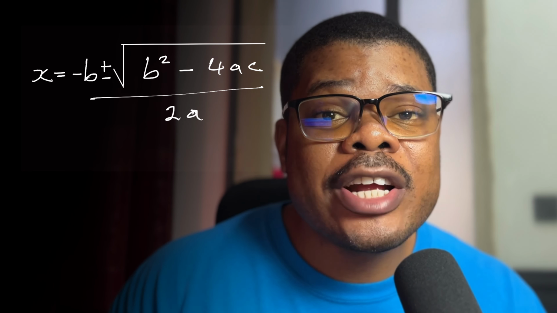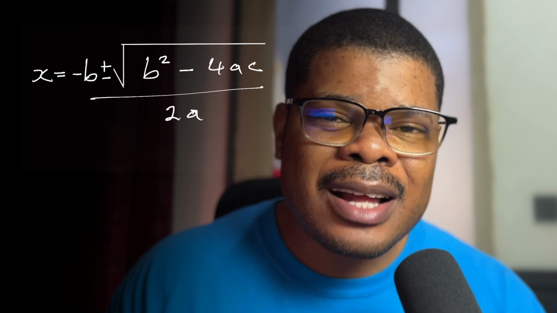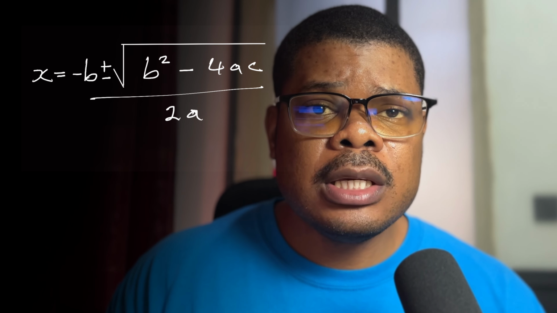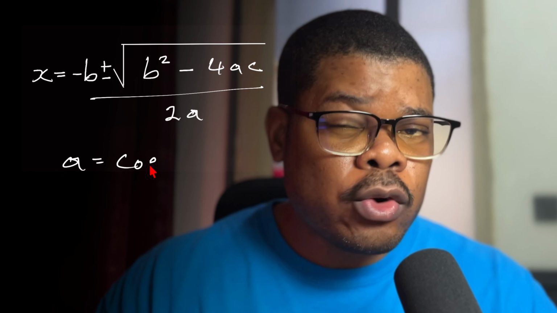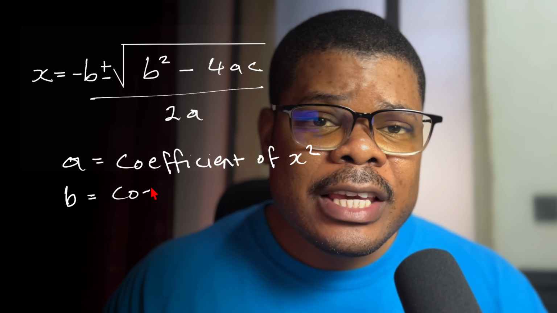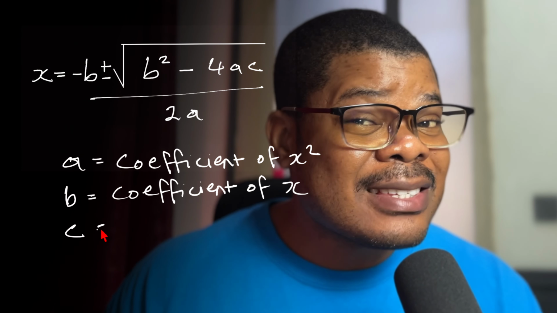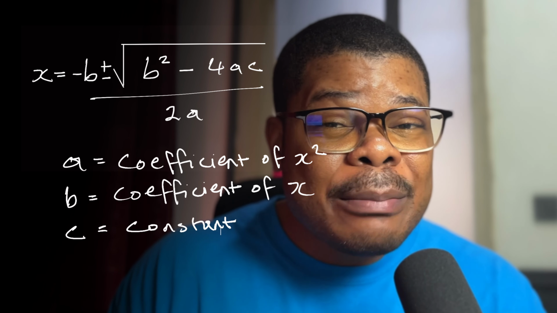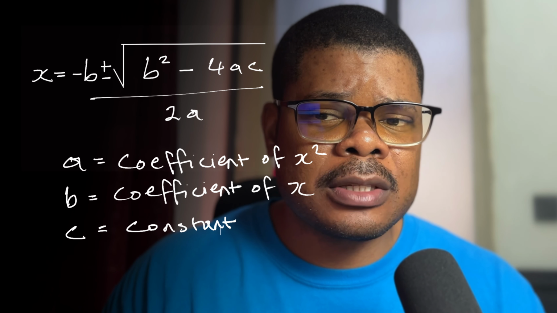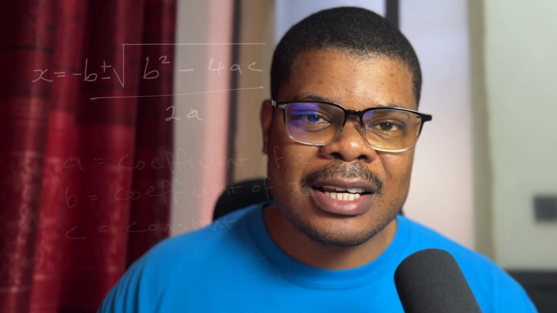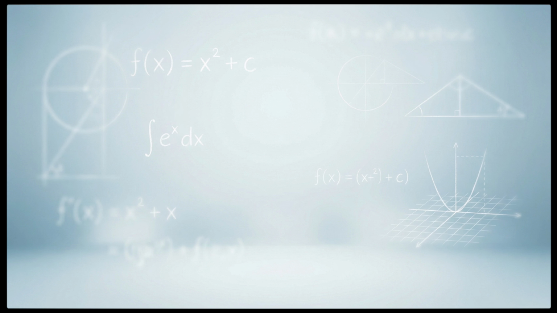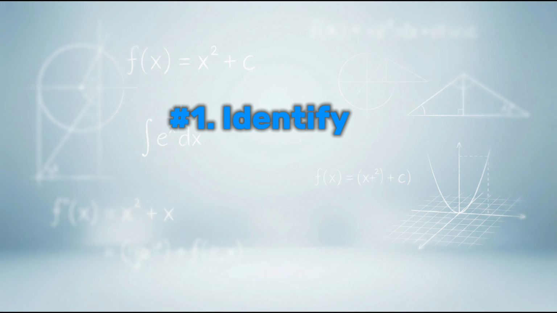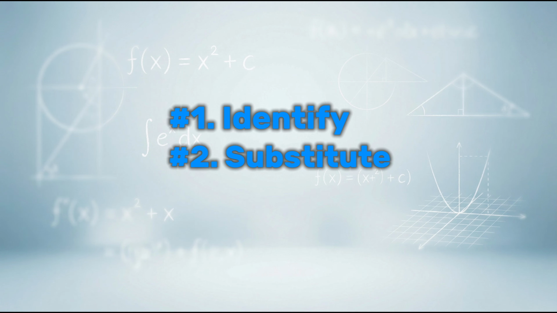Every quadratic equation follows this exact same pattern: A, B, and C, where A is the coefficient of x squared, B is the coefficient of x, and C is a constant. When you're able to find these 3 numbers, everything else becomes automatic. These are the 3 steps you follow when using the formula. Number 1, you identify. Number 2, you substitute. And number 3, you simplify. And that's it. Every other thing is A-okay.